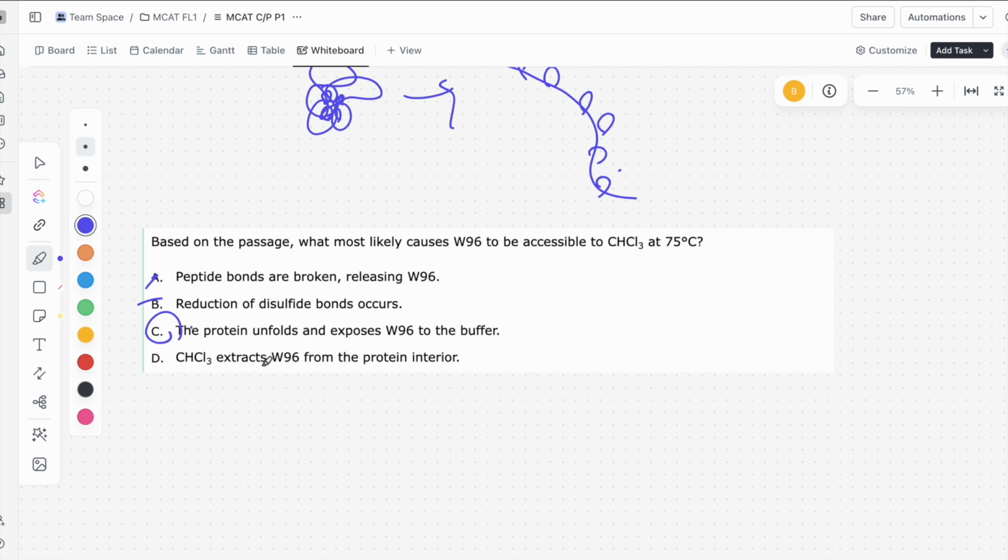And finally, D: CHCl3 extracts W96, or tryptophan 96, from the protein interior. What does extract mean? That means you're taking this single amino acid out and somehow exposing just that one to the buffer. Well, that's very unlikely. I don't even know how that would happen chemically speaking, or if that's even a technique. Regardless, it's an unlikely event, and a very difficult one, I would assume, if it's possible at all. Like I said, denaturing unfolds the entire protein. You're not just unfolding a small segment to expose one amino acid, meaning D is incorrect.